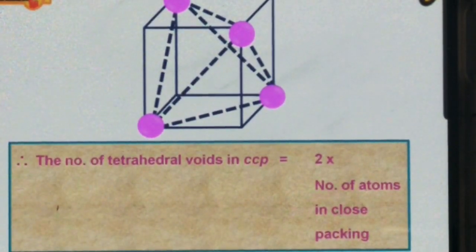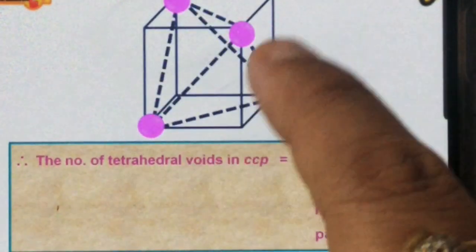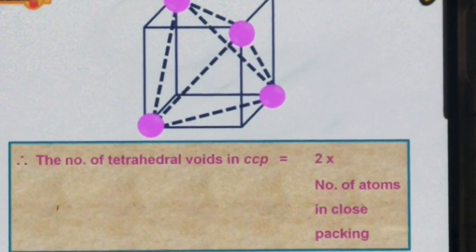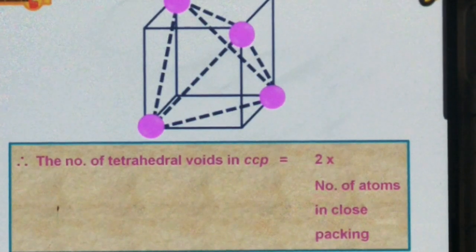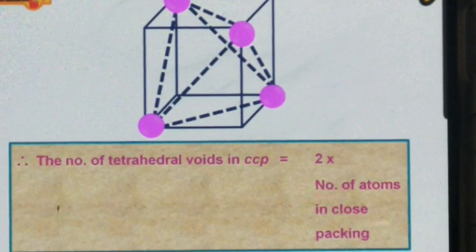Therefore, the number of tetrahedral voids in CCP is equal to twice the number of atoms in close packing. So what we can do here, we have 4 atoms, so 4 multiplied by 2 will be 8, so a total of 8 tetrahedral voids will be formed. CCP means cubic close packing structure.